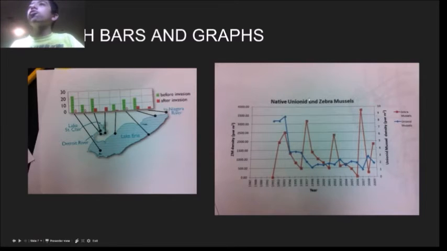So we have the native unioid and zebra mussels once again. So red is zebra mussels, unioid mussels are blue. Now, anyway, we have the zebra mussels right here. Here it shows the year, and here it shows I'm guessing the density. I'm not sure. Anyway, so here we have the zebra mussels increasing while the unioid mussels at this point begin to decrease. Now, this is not really a good thing.